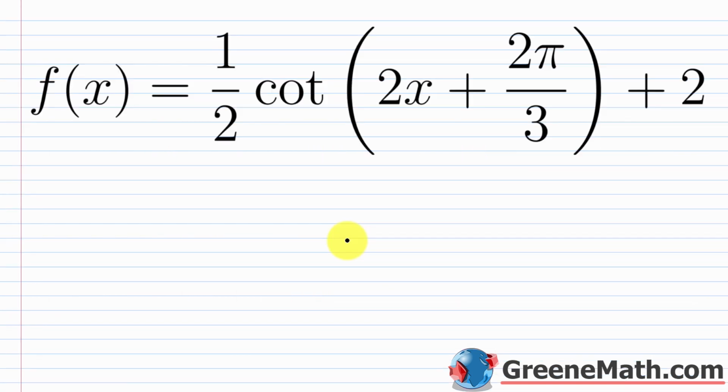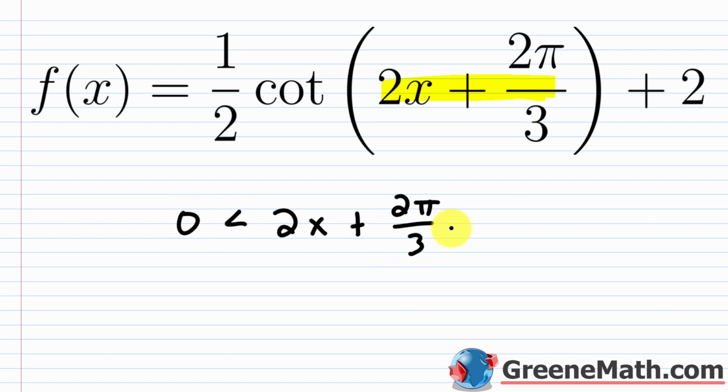All right, let's take a look at another one. So here we have f of x equals 1/2, and then cotangent of 2x plus 2pi/3, and then +2. All right, so again, I'm just going to take the inside part here, so the argument for the cotangent function, and I'm going to start by saying 2x plus 2pi/3 is greater than 0, and it's less than pi. So we'll solve this first.